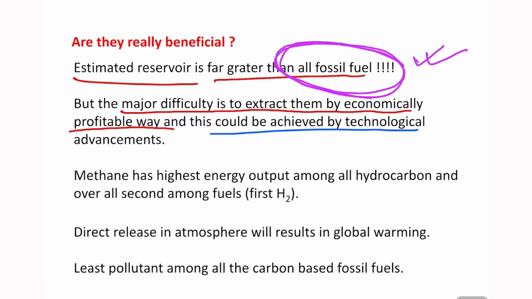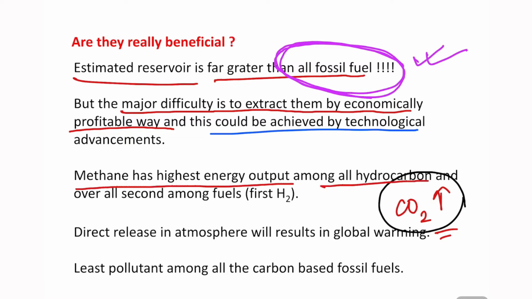Now, a simple question: sir, we are already suffering from global warming and climate change. Huge amounts of CO2 we are releasing every day. So why should we focus on these methane clathrates? Let's remain on the petroleum based fossil fuel. The answer is that methane has the highest energy output among all other hydrocarbons and coal, and overall second with respect to everything. First is hydrogen. I have already discussed hydrogen, so you may visit there.